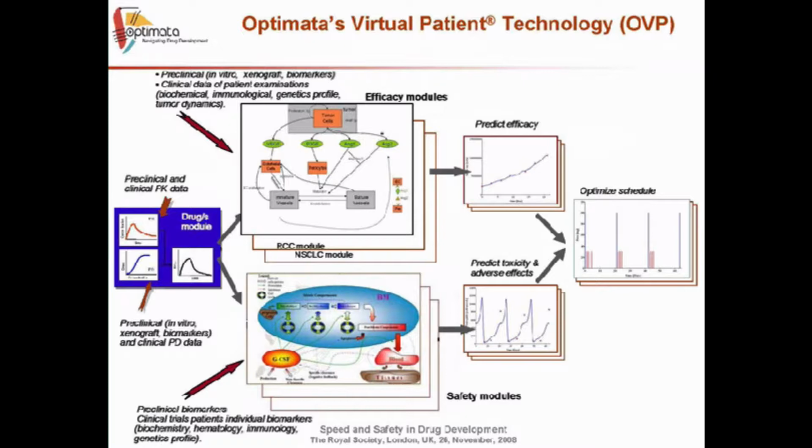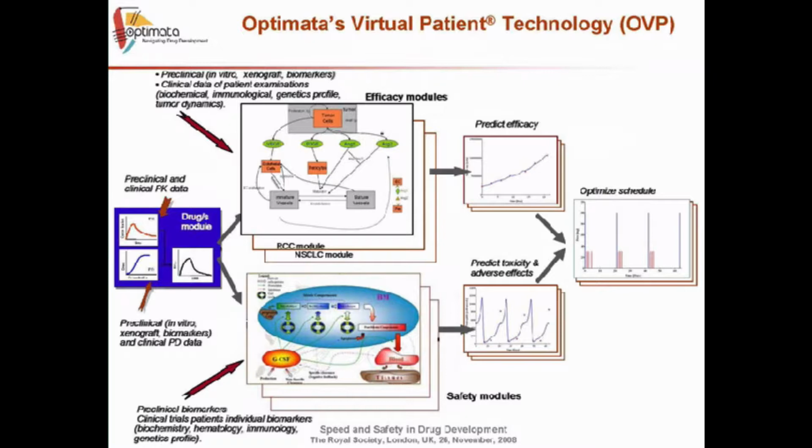And when we talk about that, in our virtual patient arsenal, we have only for solid tumor diseases about 15 disease models for renal cell carcinoma, for example, colon cancer, breast cancer, lung, etc. Each of these models is a comprehensive model that operates on multi-scale modeling from the molecular through the tissue level.